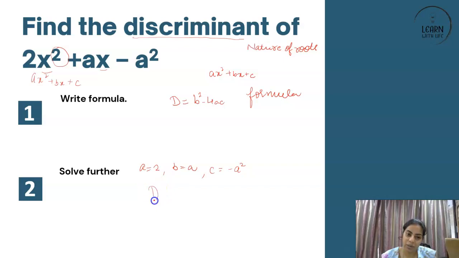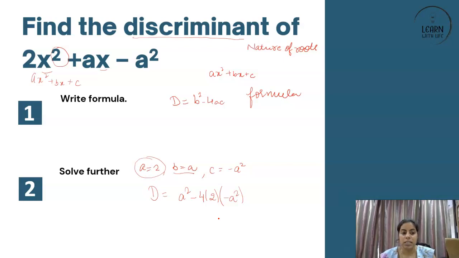So let's find D, that is the discriminant, which is nothing but b square. That is, b is what? a. So it is a square minus, right? Minus of the formula. Then 4 of the formula. a of the formula. Don't write this a. Write a as per the formula. So that's the value of a. That's 2. Multiply by c. So don't simply write a square. Don't simply write minus a. Write minus a square properly.